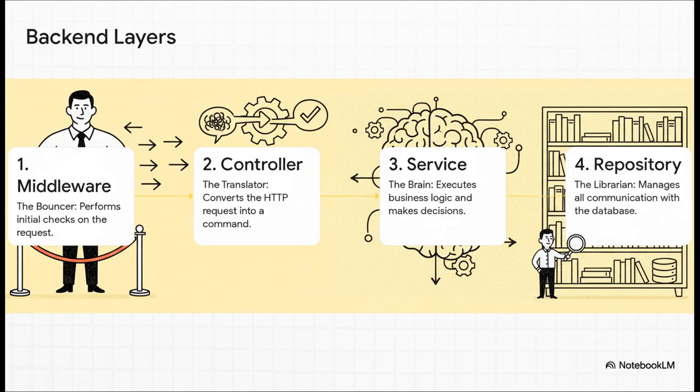And finally, whenever that service layer needs to fetch or save some data, it talks to the repository. The repository is like a librarian. Its one and only job is to communicate with the database. And by keeping this task separate, you could swap out your entire database tomorrow for a different one, and you wouldn't have to rewrite any of your core business logic. And that, right there, is a massive win for the long run.